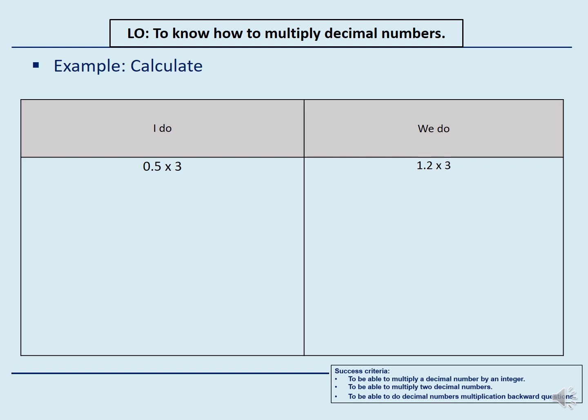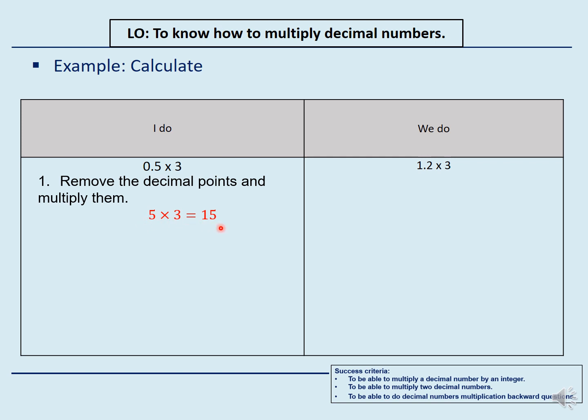Now let's see how we can multiply a decimal number by an integer. I have 0.5, which is a decimal number, and I'm timesing by 3, which is an integer. When you're multiplying a decimal number, the first step is to remove the decimal point. So if I remove the decimal point, instead of 0.5, I have only 5. Then I have 5 times 3, which is 15.